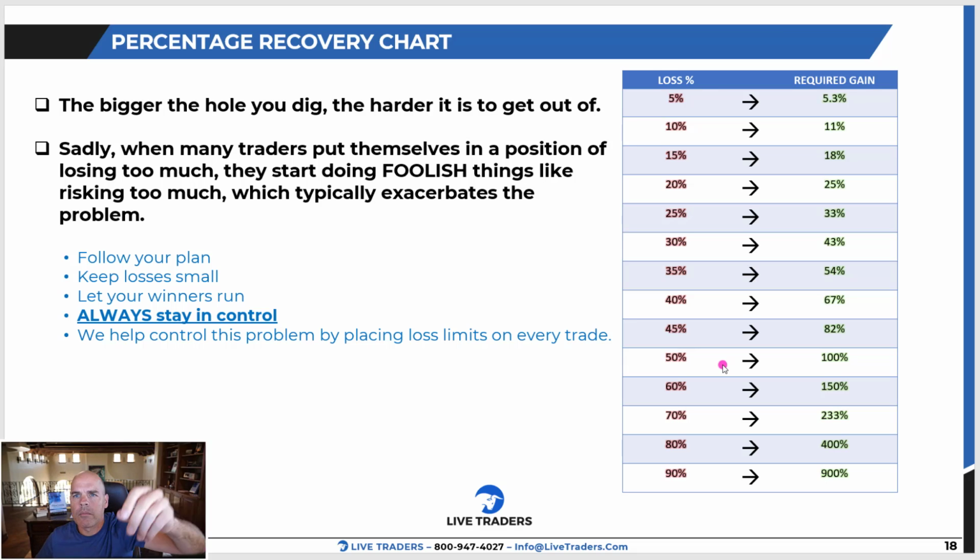Right? So the problem is people just aren't smart. And when you start with a small account, you need to be even more careful. Yes? Because you don't have money to replenish your account. So be smarter. You need to be smarter than somebody that has more money. Okay? Follow your plan. Keep losses small. Let your winners run. Stay in control.